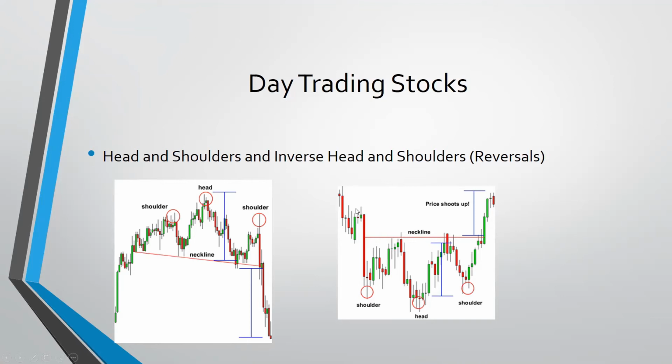So in the inverse head and shoulders, there are 3 troughs. 1, 2, 3. The middle trough is the head. The 2 troughs at the side are the shoulders. This area that was acting as resistance is the neckline. Head and shoulders and inverse head and shoulders are reversal chart patterns. It means that if the price of the asset was going in a particular direction, it suggests that the price of the asset will now change direction and go in the opposite direction.